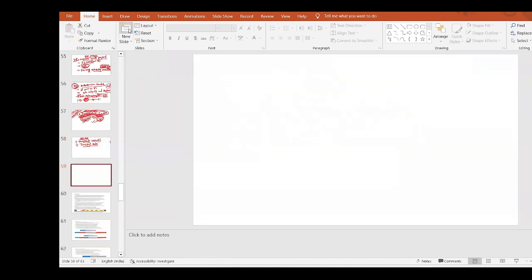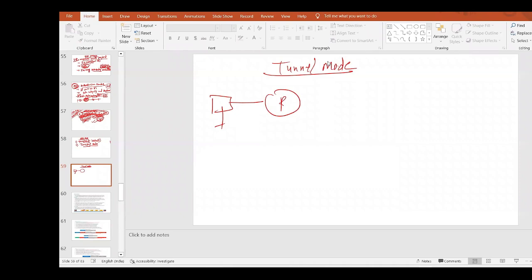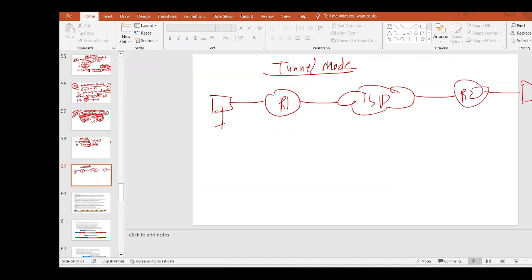Okay, now let me explain the tunnel mode. What is tunnel mode? Very, very important, guys. Tunnel mode is what, guys? Like this is my PC. You see, this is a router or firewall, whatever it is, ISP or router. This is the other side PC. Okay, PC1, PC2. So a VPN is there in between these two.